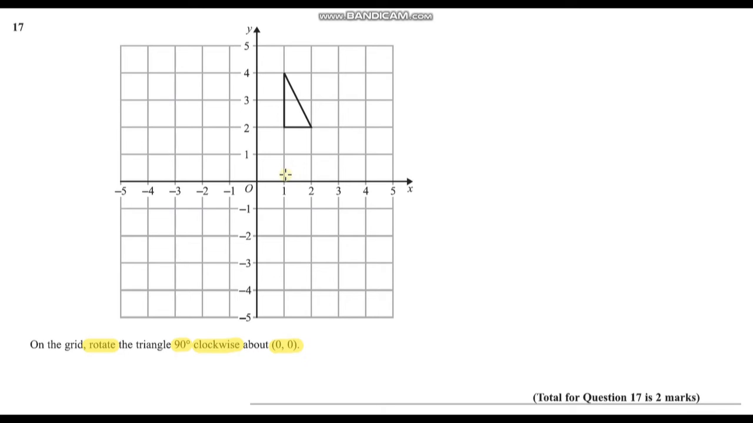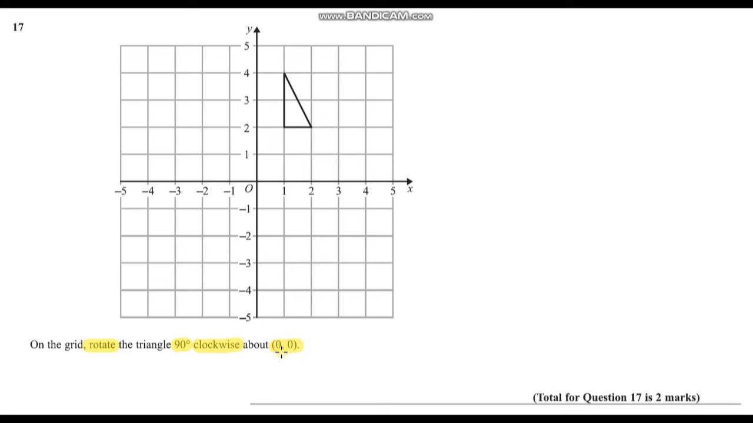Now, in your exam, you should always ask for tracing paper. If there isn't any given to you, make sure you ask, because they will give it to you, and you will need it for any rotations. Okay, so we are going to put our tracing paper over our triangle, and make sure when you put it over the triangle, it also goes over the center of rotation.